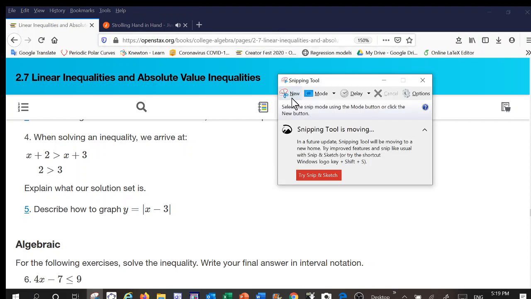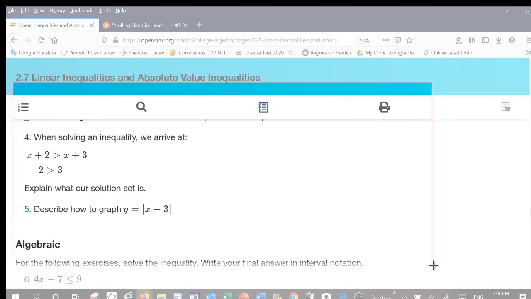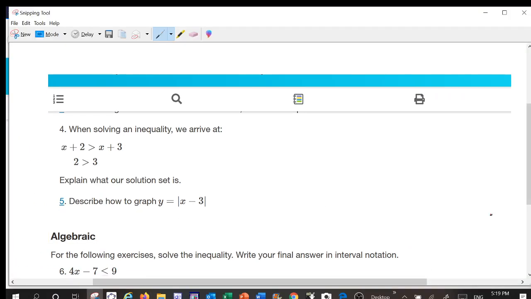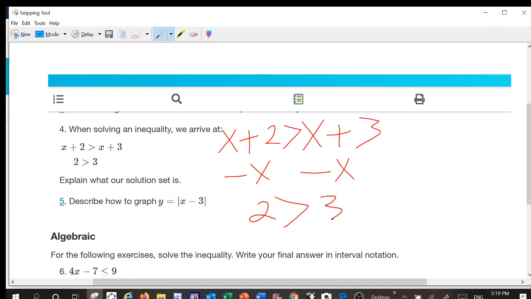Now, what about number 4? What does it mean that we get something like this? Well, again, if you subtract x from both sides, we end up with 2 is greater than 3, and that's not true. This is false. It means that no matter what you substitute for x, you can never make this inequality a true statement. You always end up with this, which is false. That means there is no solution.